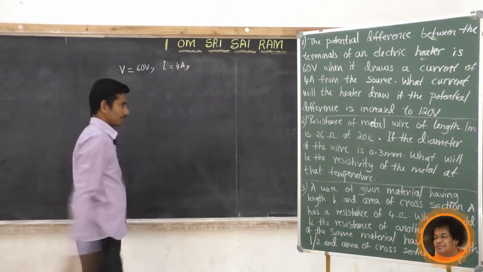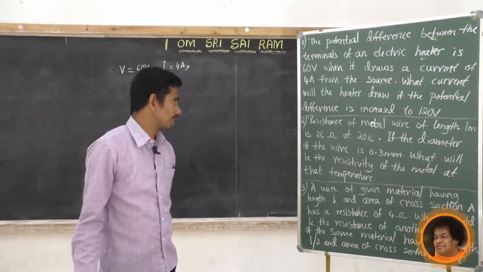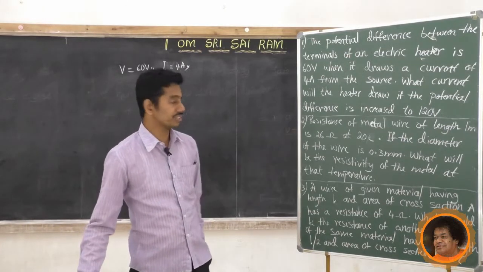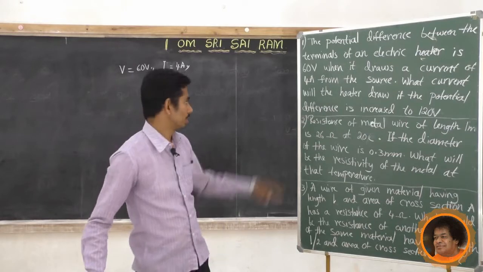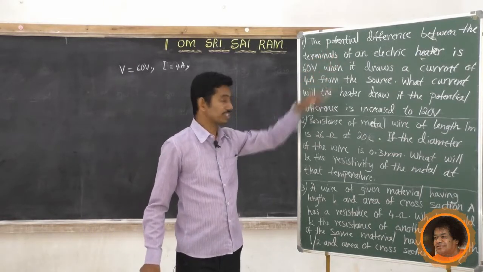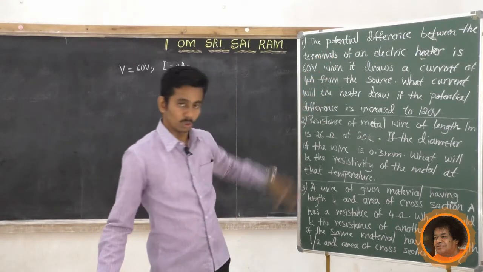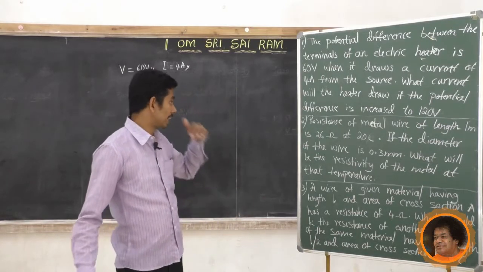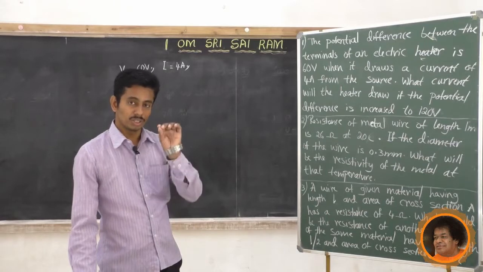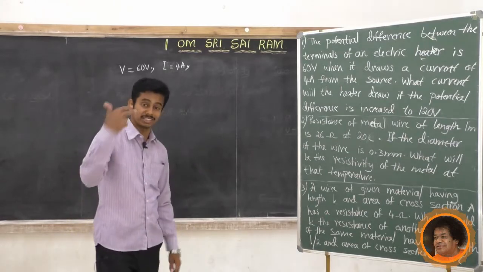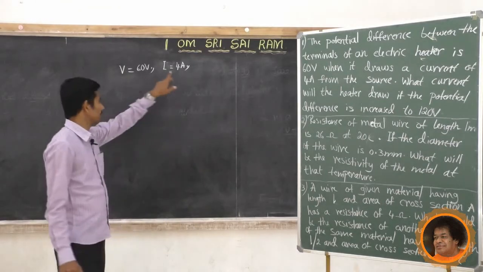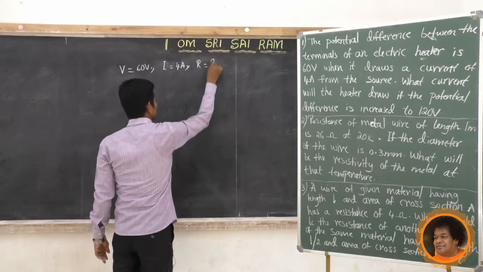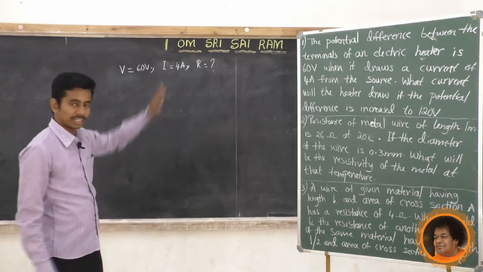It is also given: what current will the heater draw if the potential difference is increased to 120 volt? The potential difference in the circuit is 60 volt. It is increased to 120 volt. Then how much current flows through that circuit? First of all, V is given, I is also given. From that, find the resistance of the circuit. It is not given, so find the resistance.